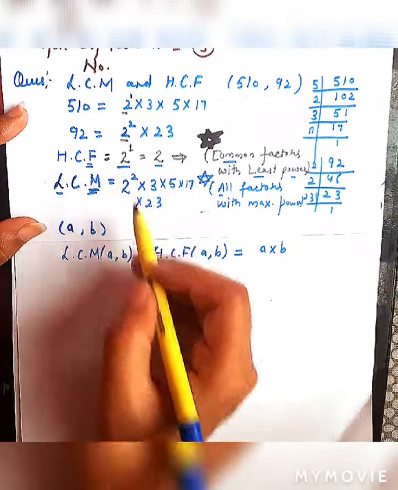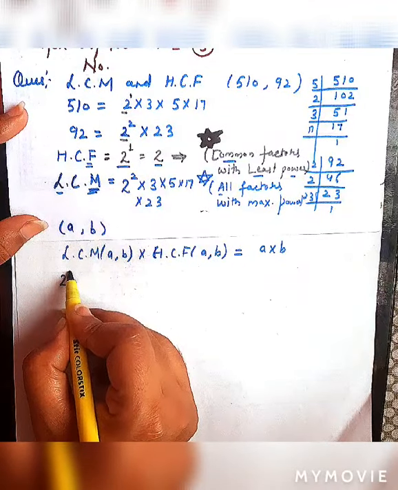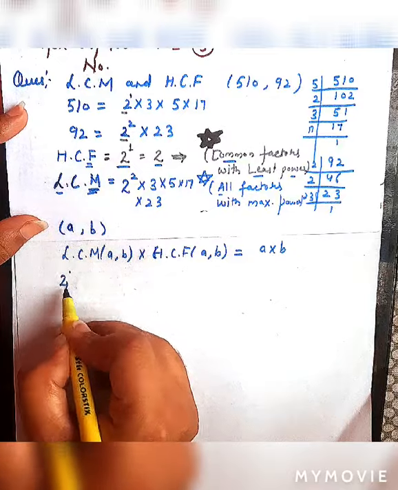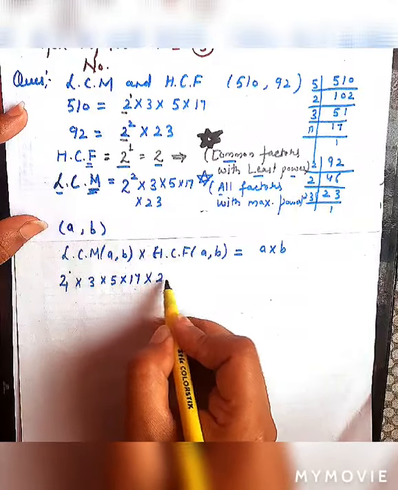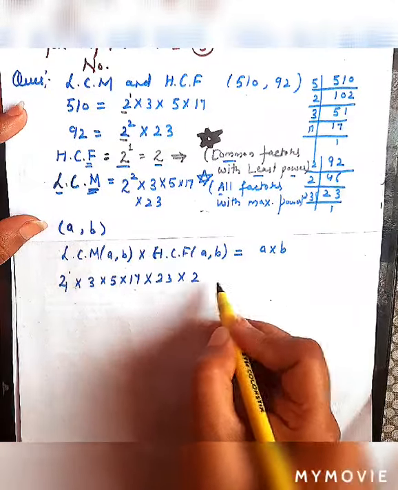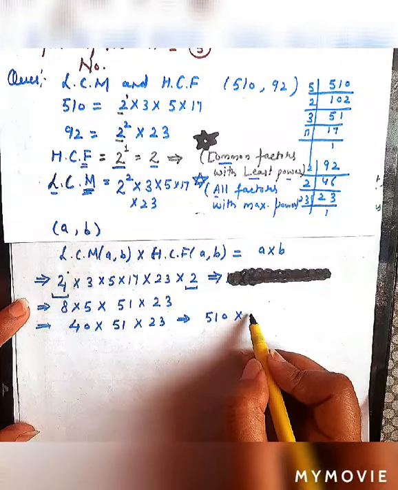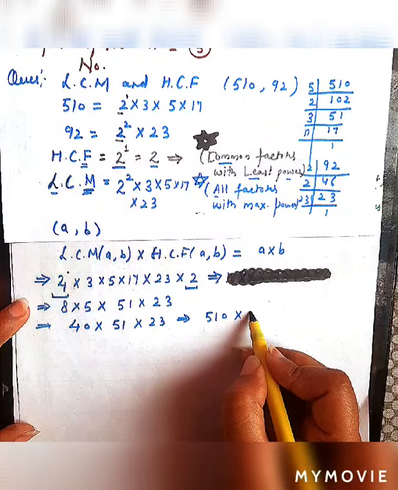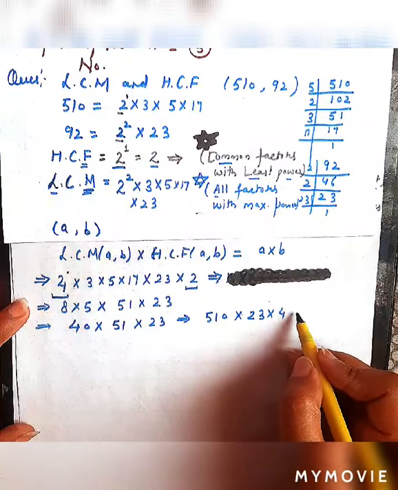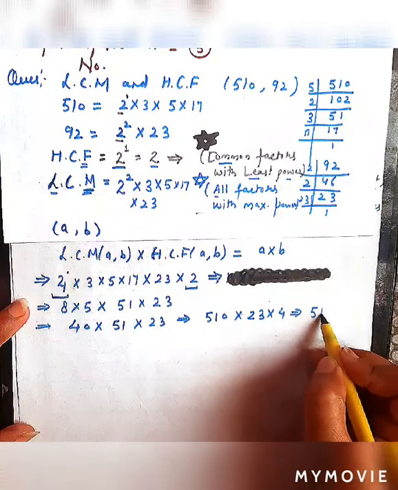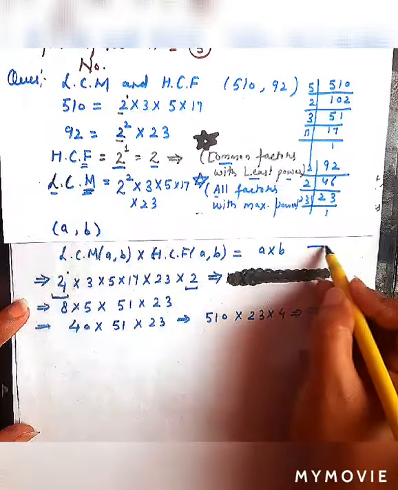Just write down HCF and LCM. 2 raised to power 4, 2 raised to power 2, I would like to write it 4, then 3, 5, 17, 23, HCF is equal to 2. Fine. Again 510 multiplied by 23 into 4. So yes, what is proved?